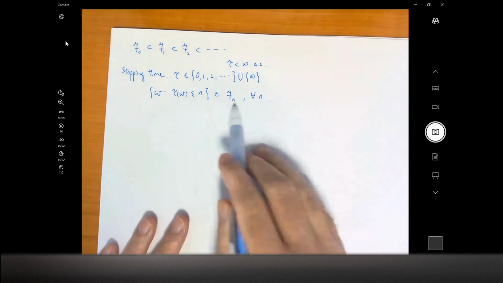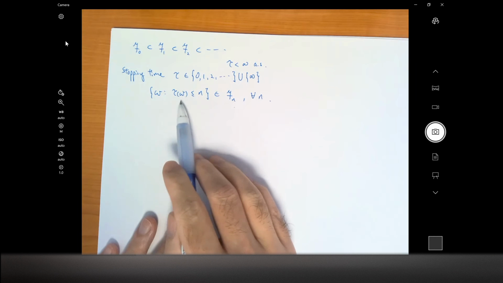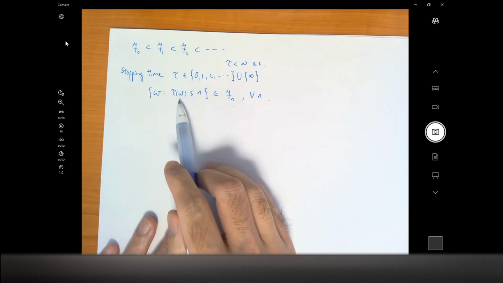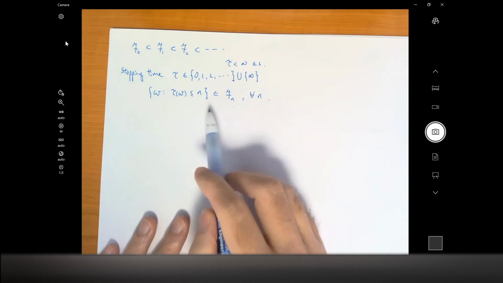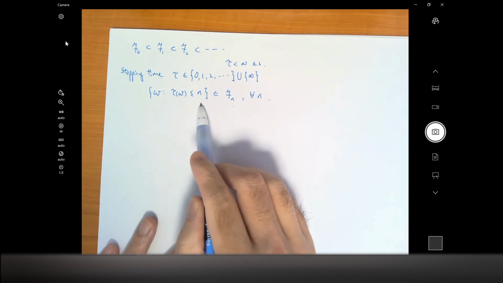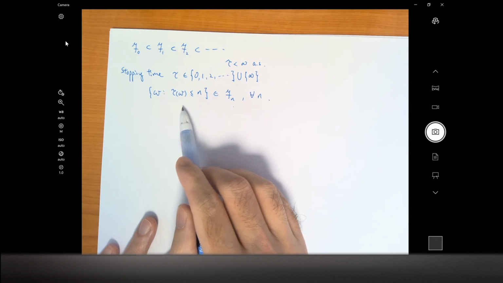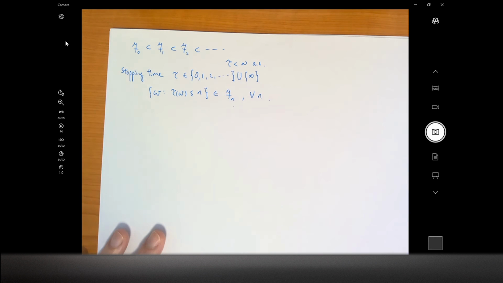This means that at each time n, I am able to determine whether the stopping time is reached or not. If your stopping time corresponds to the first time a certain criteria is met, this is saying that at every time n, I am able to determine whether that particular criteria has been met or not. Then this is called a stopping time.